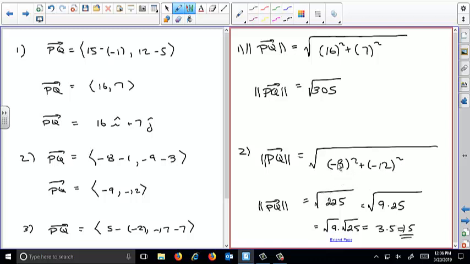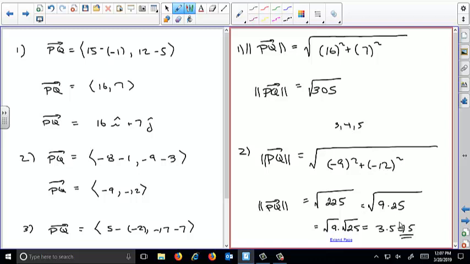And that makes sense, because a lot of times when these work out, you have a 3, 4, 5 situation. 3 squared plus 4 squared equals 5 squared, a 3, 4, 5 triangle. You'll notice these are multiples of those. So 3 times negative 3 is negative 9. 3 times negative 4 is negative 12.